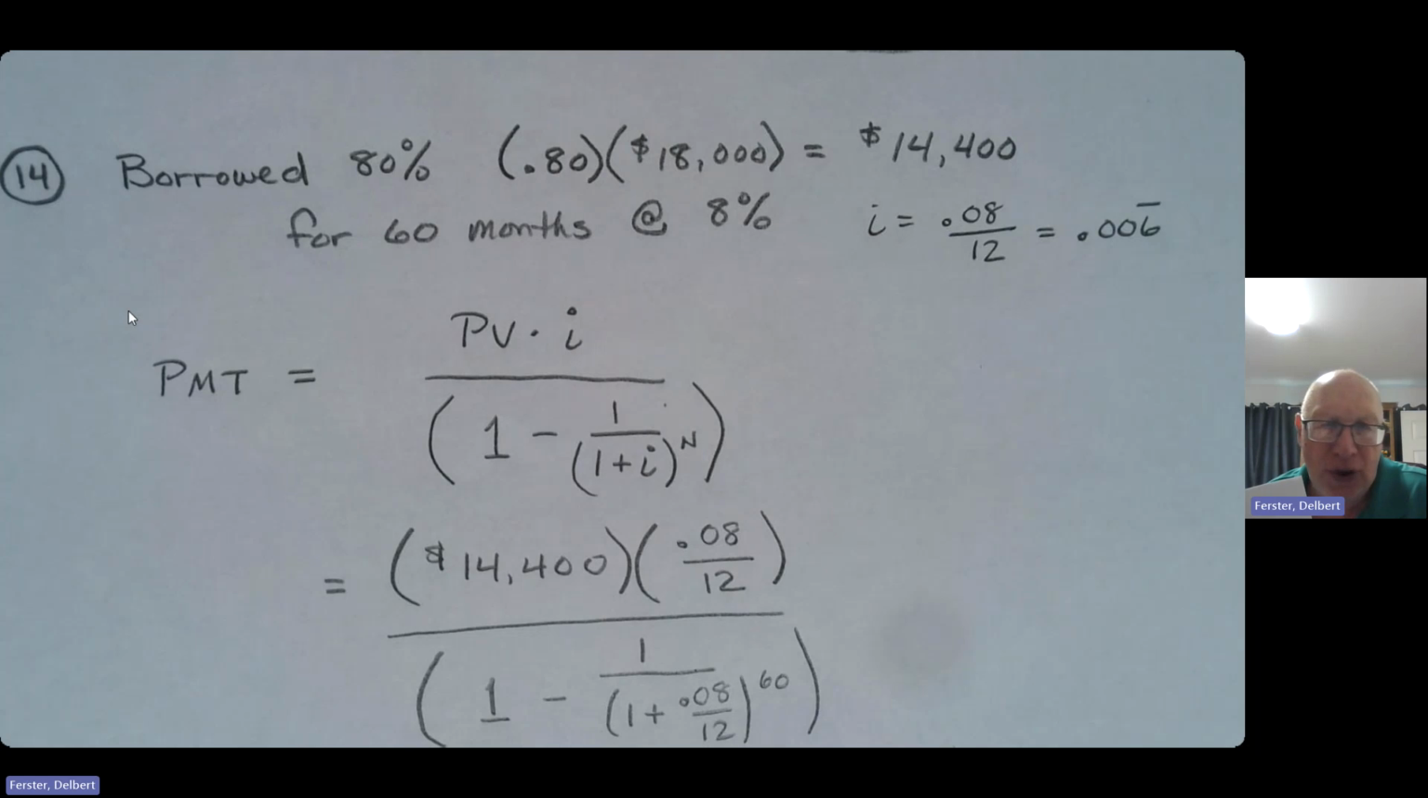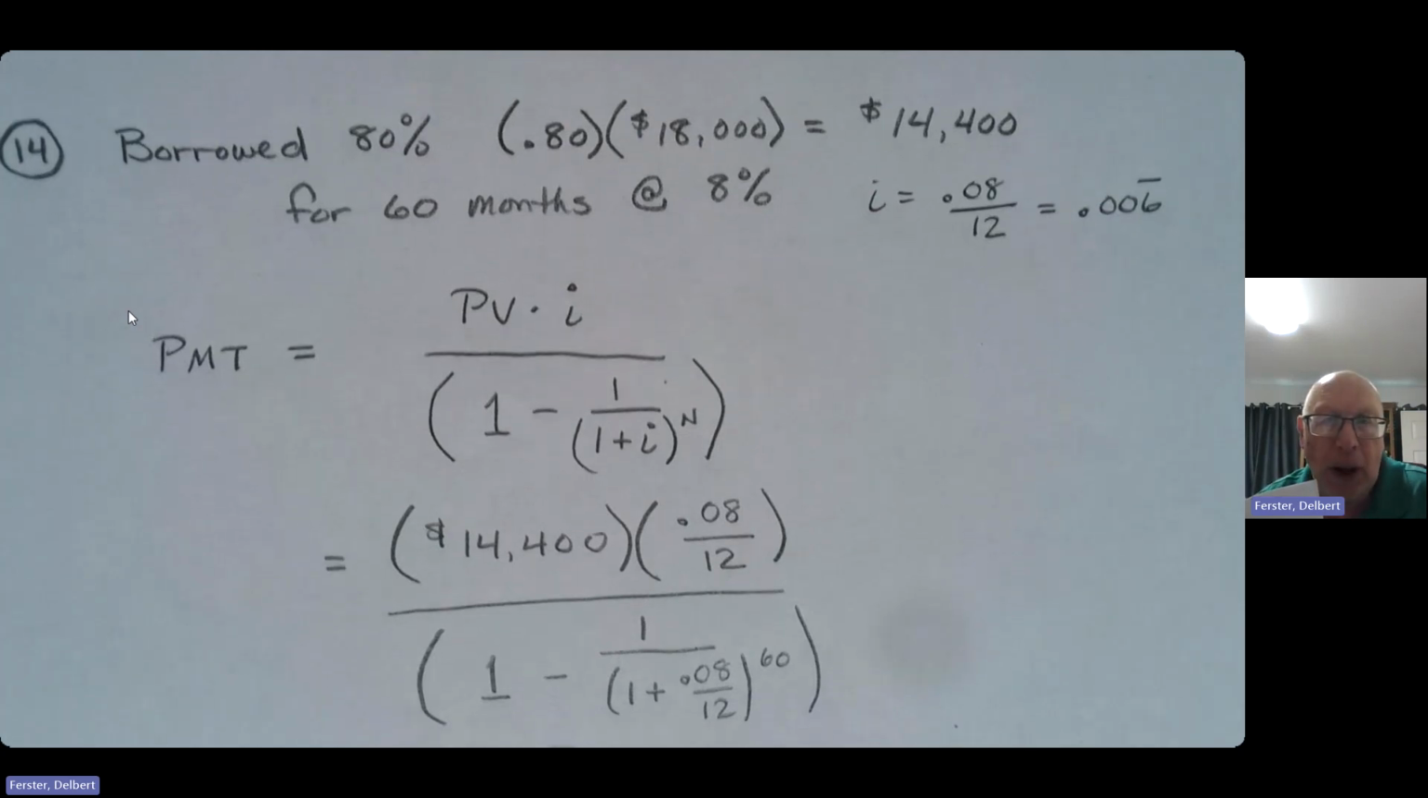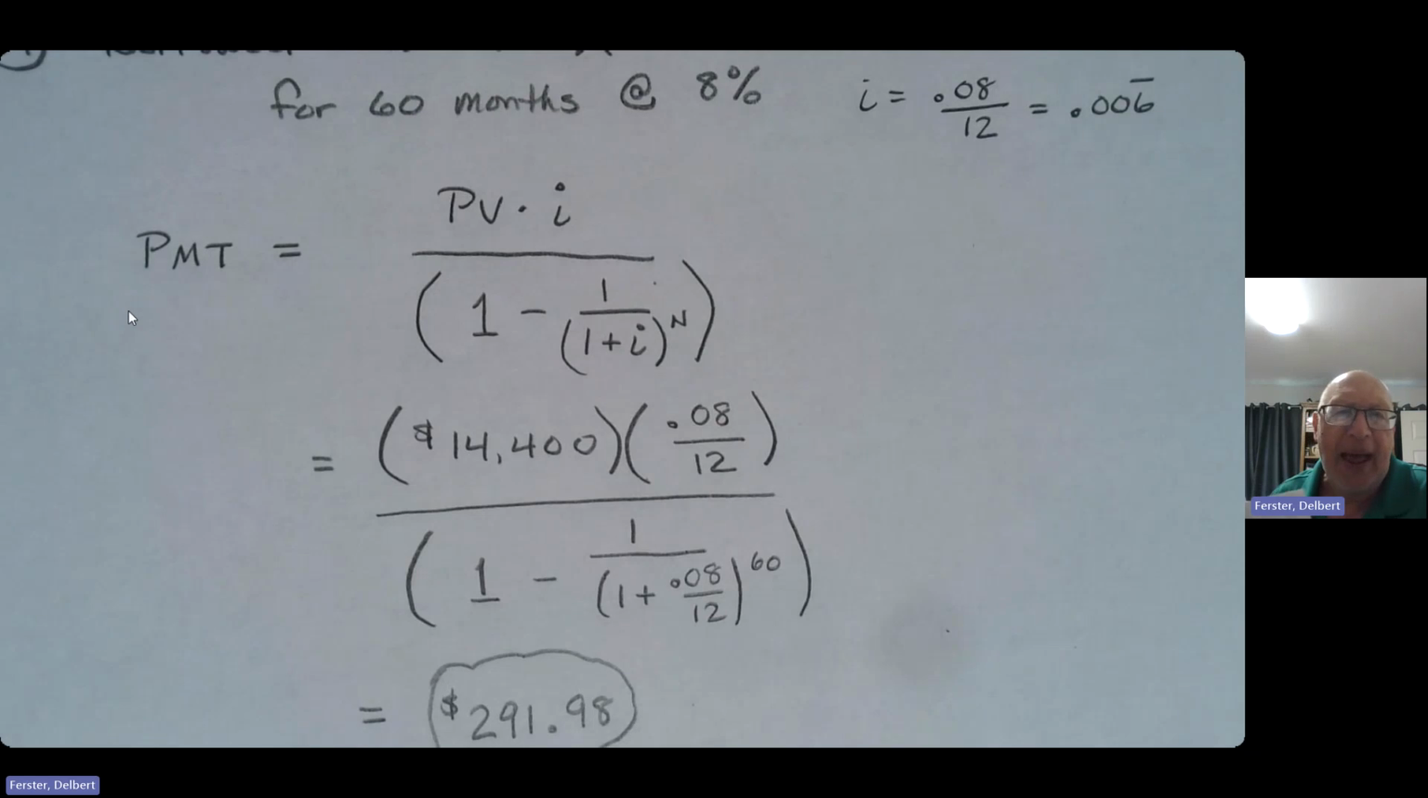The interest charge for 60 months at 8%, you're going to have to calculate the interest charge per month. That's why you see the 0.08 divided by 12 up there, 0.006 repeating. And that's the interest rate for each month. So plugging values in, present value of the loan, 14,400. The interest charge is that 0.006. I chose to write it as 0.08 over 12 because I just let the calculator handle it accurately. So that's what you see on your screen. N is the number of monthly payments. That's 60.